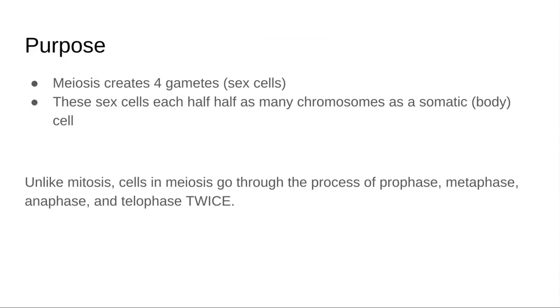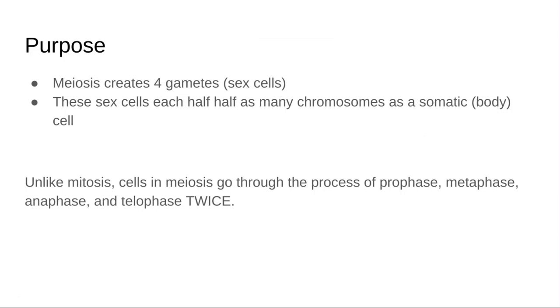So, for example, the way to describe this is somatic cells are diploid cells, meaning that there are double as many chromosomes as a haploid cell, all right? And a haploid cell is only sex cells. Sex cells are haploid cells. Somatic cells and all other cells are diploid, all right?